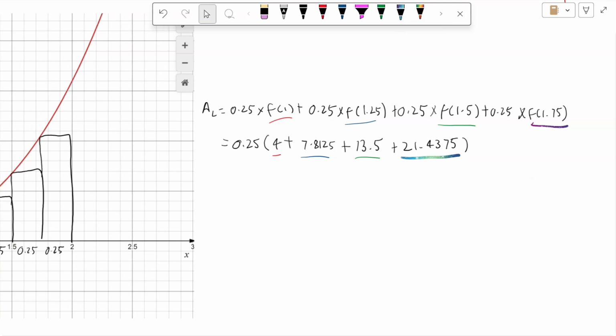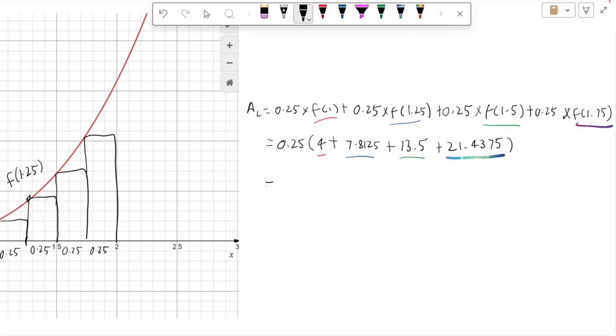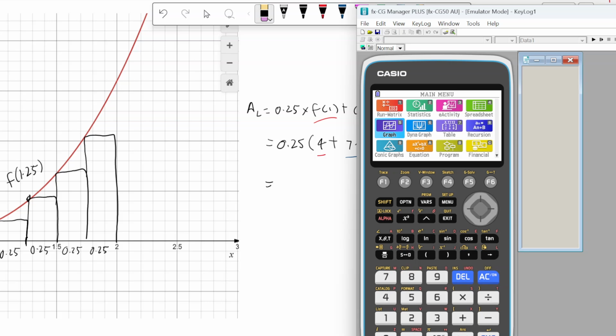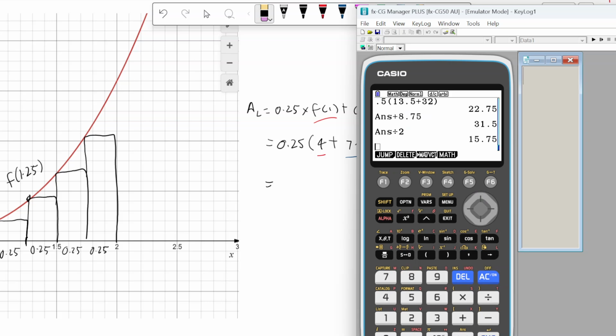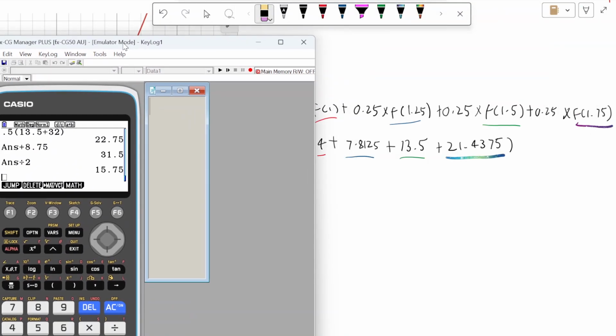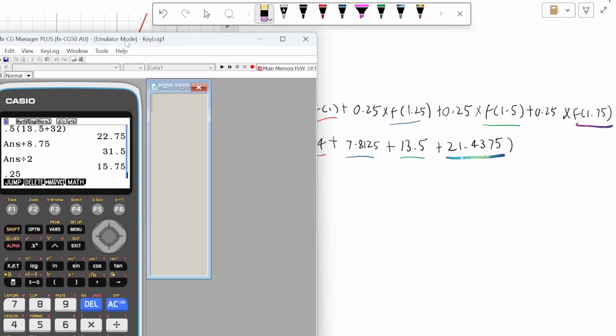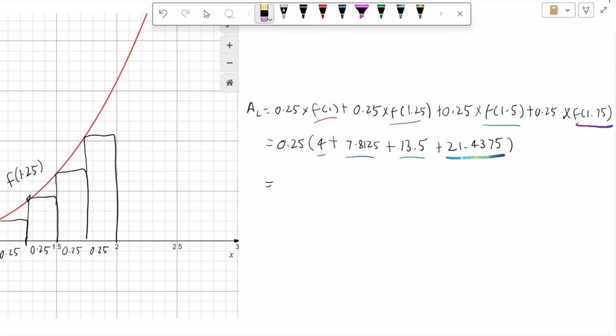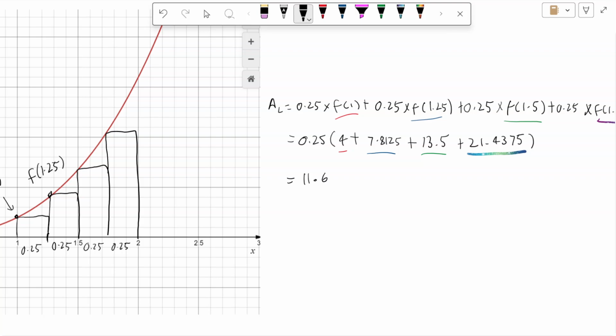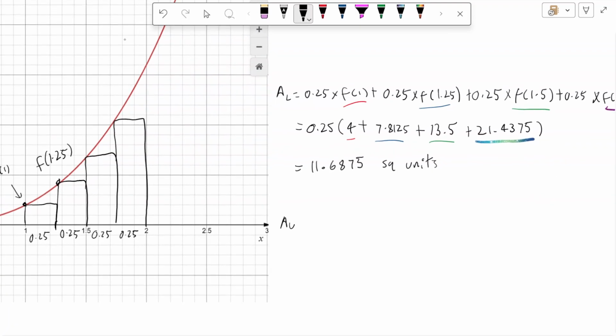Okay. Now, if we want, we can just work out what that is. Just chuck the entire thing into a calculator. Okay, so if we look at that, 0.25, and it's 4, 7.8125, 13.5, and 21.4375. Cool, 11.6875 square units.